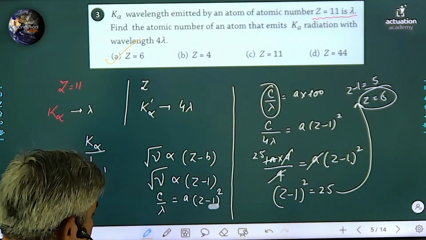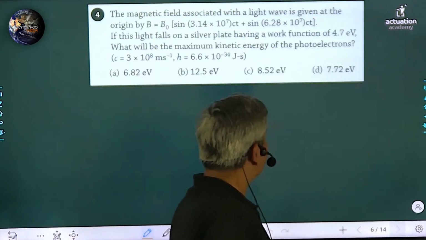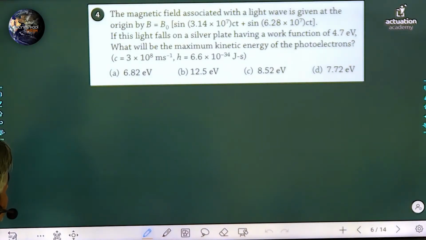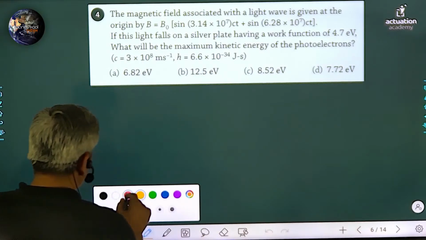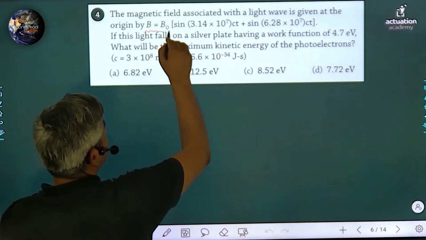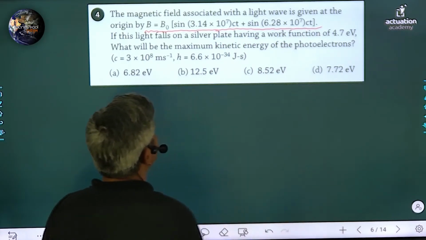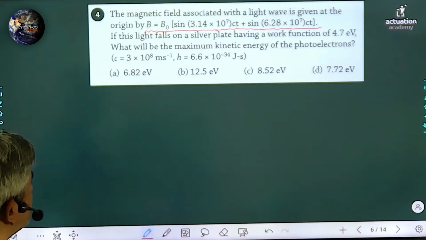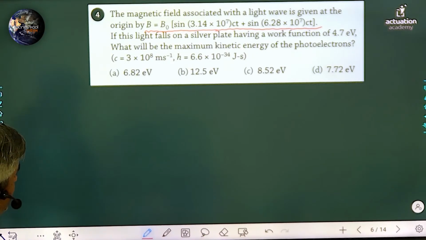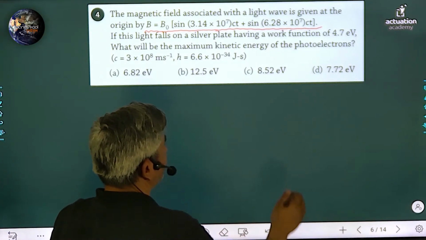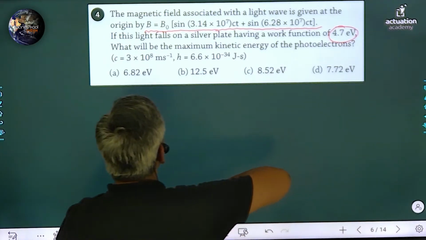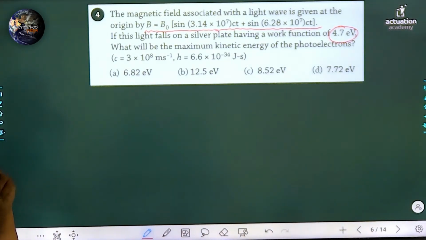Now let's move to question number 4. The magnetic field associated with the light wave is given at the origin. We know light is an electromagnetic wave, and this question is giving us the magnetic field associated with the light, which is B naught sine of 3.14 into 10 raised to power 7 CT plus sine of 6.28 into 10 raised to power 7 CT. If this light falls on the silver plate having a work function of 4.7 electron volt, what will be the maximum kinetic energy of the electrons?